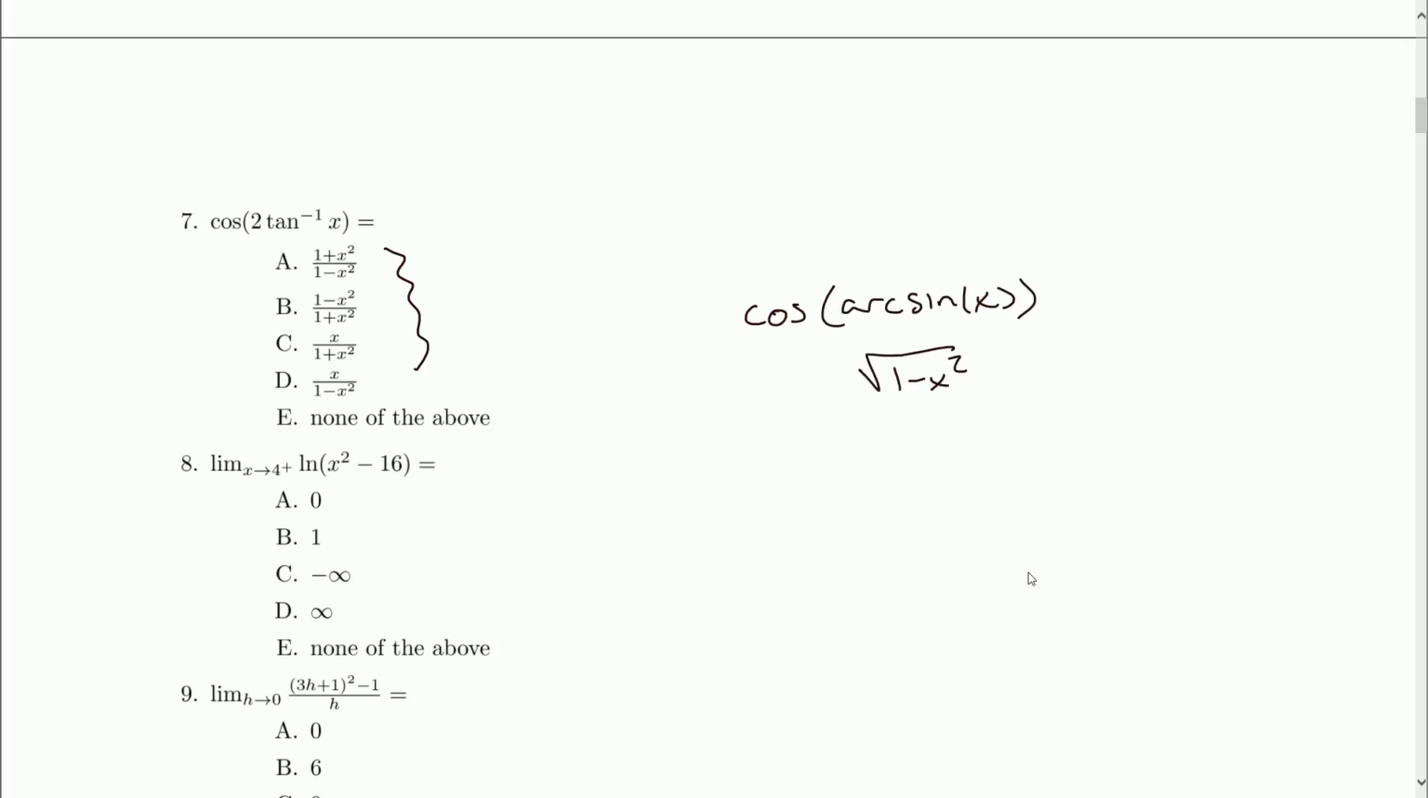So, do I have to do special triangle sort of stuff? Absolutely, that is a way you can do this question. That's the way I choose to do it. You might have another way, in which case, that's fantastic. But this is the way I typically do this question. And I break it down. Cos 2 tan inverse of x is a bit of a mouthful, so I'm going to simplify this just a touch.